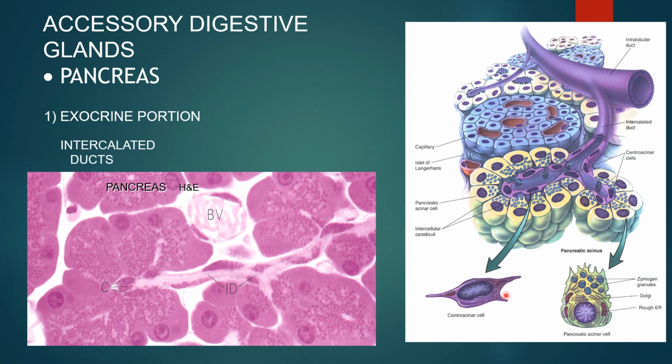So in this section you can compare the acinar cells with the centroacinar cell. In the centroacinar cell there are no apical granules, their nucleus is usually elliptical, and the cell is squamous in shape. There is no basophilia as in the case of the acinar cell.